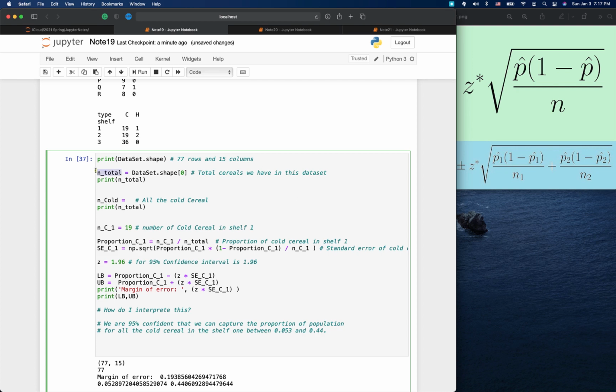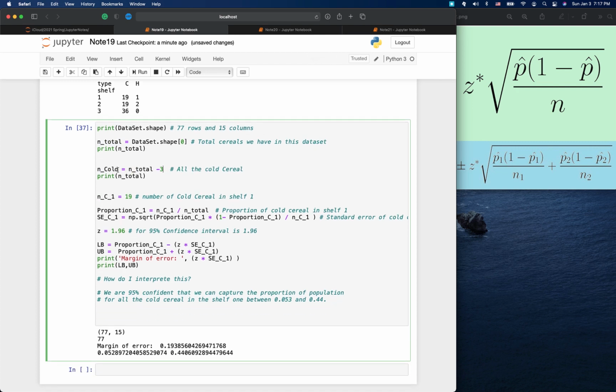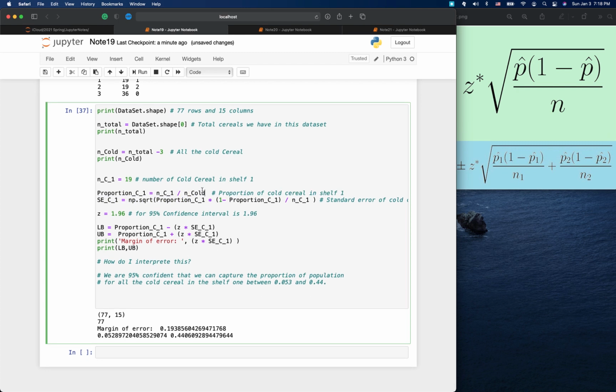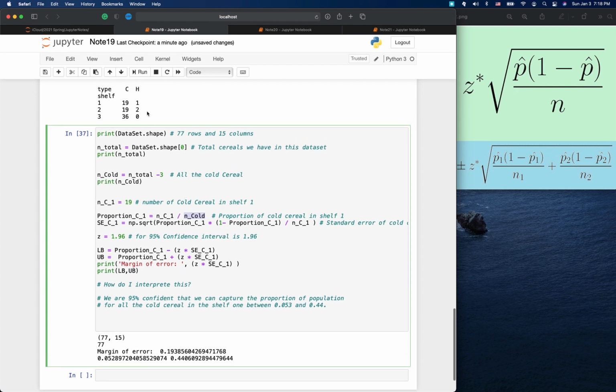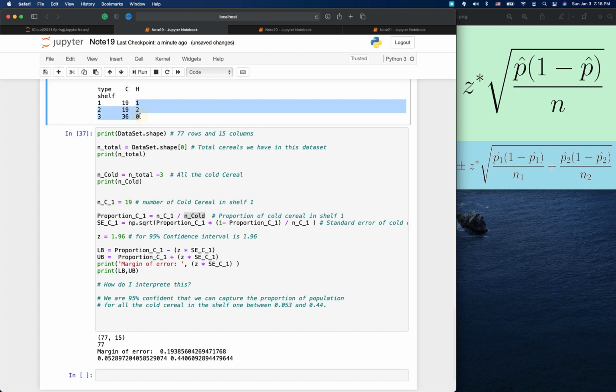So in total, 77 minus 3 will be the cold cereals, right? And now I'm going to use the cold cereals in the data set, because I'm choosing those cold cereals in shelf 1 divided by the whole number of cold cereals I have in the data set, right? I cannot use those 3 that are hot. I'm just talking about cold cereal.